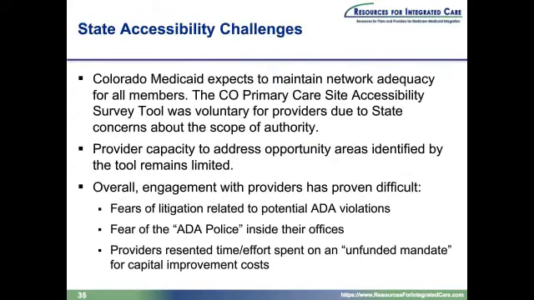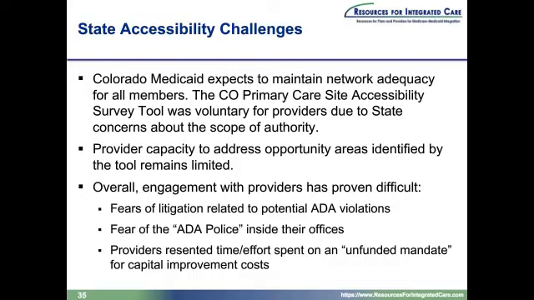Some of the challenges that we encountered with the states really had to do with our role as a payer, as a Medicaid state agency. So first and foremost, we had to maintain network adequacy. We worked and are working in a fee-for-service environment. We needed to maintain enough providers that contracted with Medicaid to serve all of our members. For that reason and for our limited jurisdiction, we ultimately landed on a voluntary approach for providers due to our concerns about the scope of our authority.